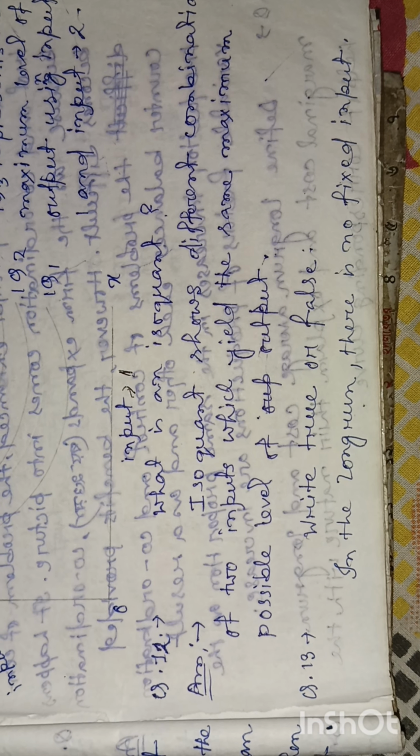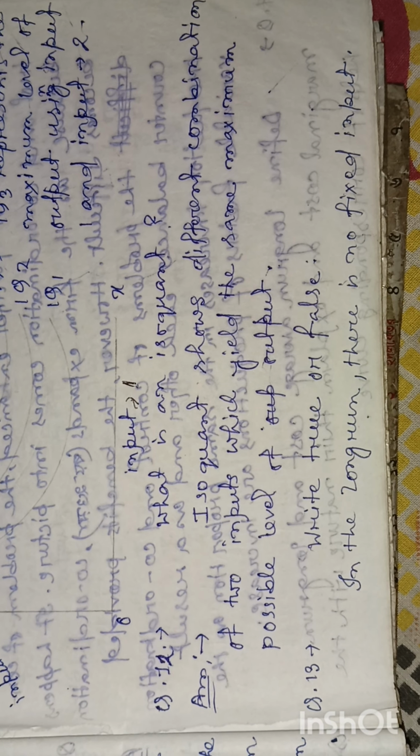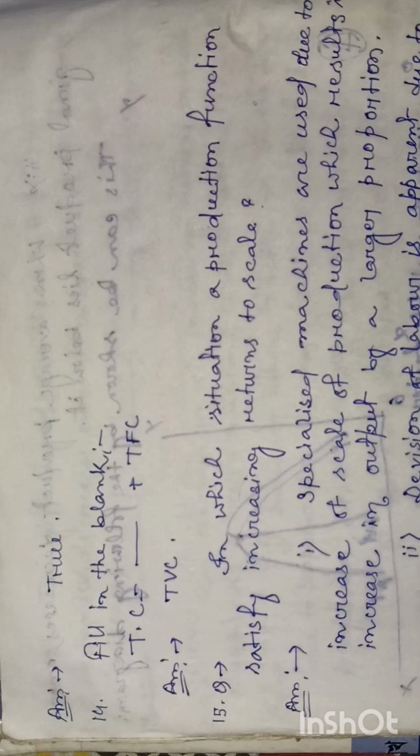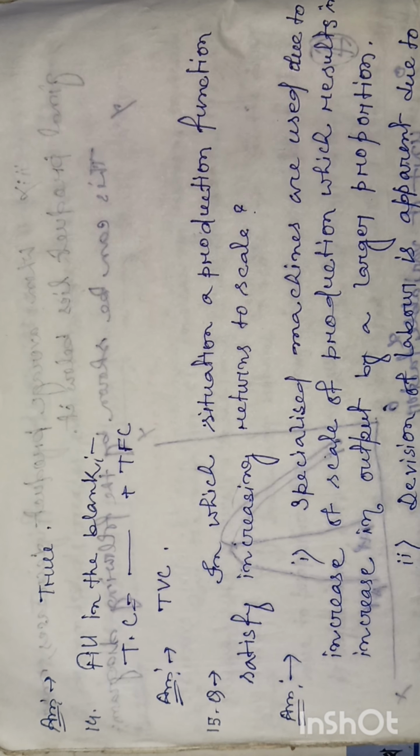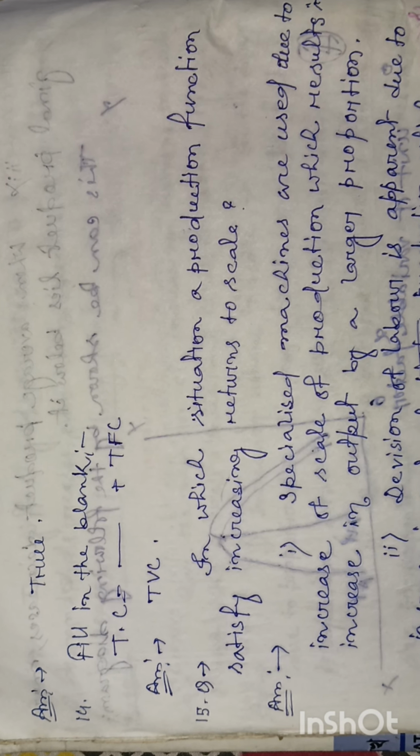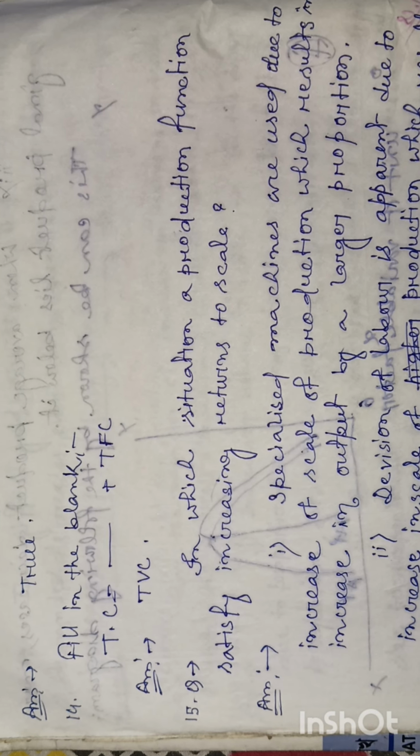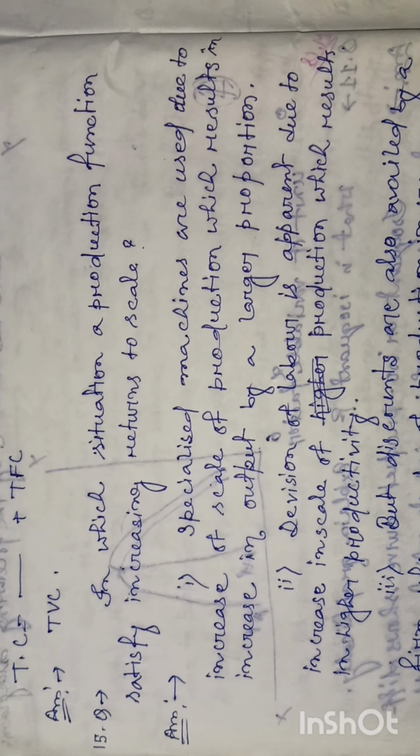True or false? In the long run, there is no fixed output. True. Fill in the blanks. TC equal to dash plus TFC. Answer: TVC.